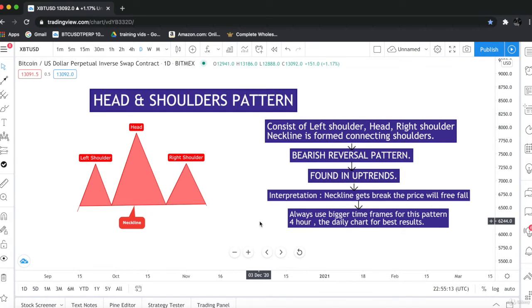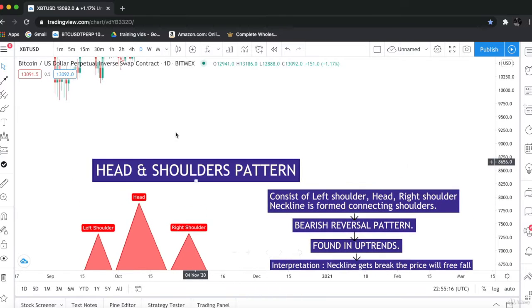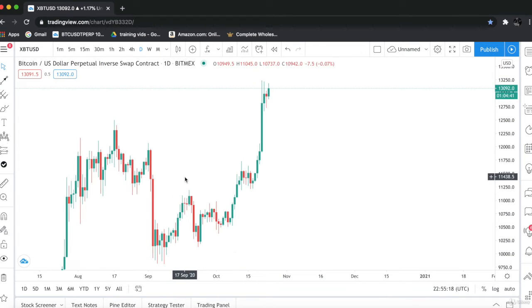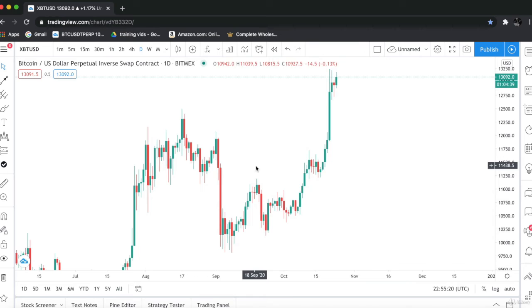This is the Bitcoin US dollar daily chart. Let's go and find a head and shoulders. As you can see over here clearly, there is a head and shoulder chart pattern. You have to take the head and shoulder tool from the toolbox simply over here and draw it.